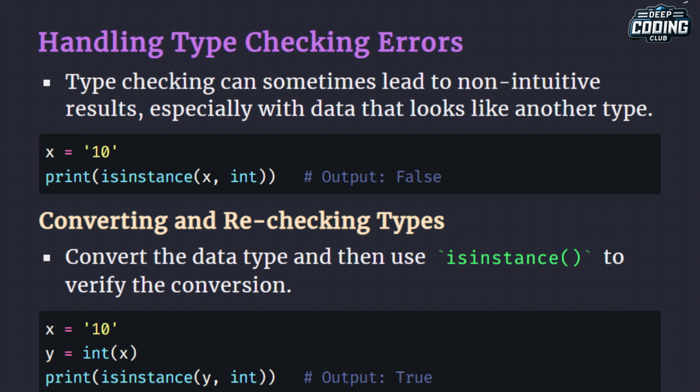So in conclusion, type checking in Python is crucial for verifying variable data types. It ensures that your program handles data correctly, preventing type-related errors and enhancing your code readability. So understanding and utilizing these functions is a fundamental aspect of any effective Python programming.